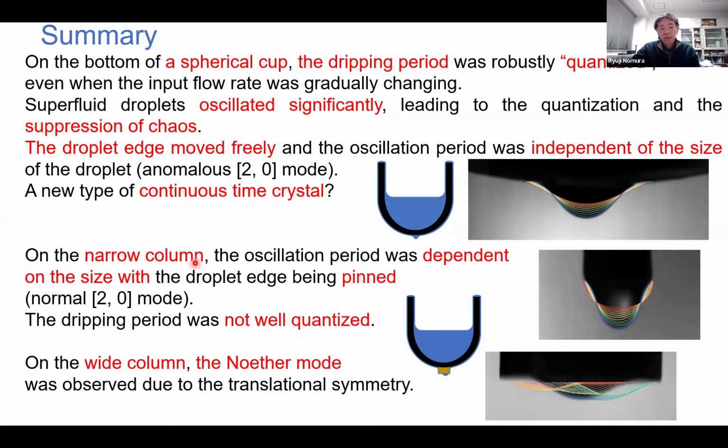And on a narrow column, the oscillation period was dependent on the droplet size, and the droplet edge was not pinned. And I call this a normal oscillation. And in this case, the dripping period was not well quantized. And on a wide column, we observed a Noether mode, and that was due to the translational symmetry of this flat surface. Okay, that's it. Thank you for your attention.